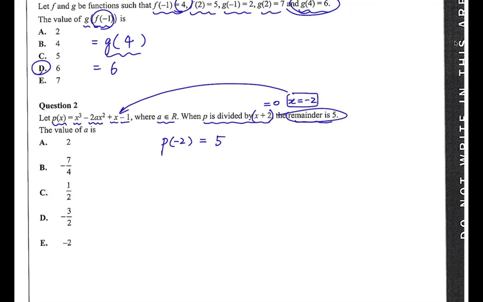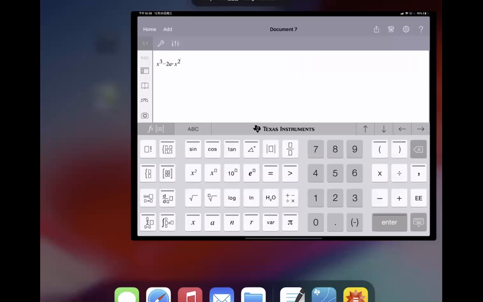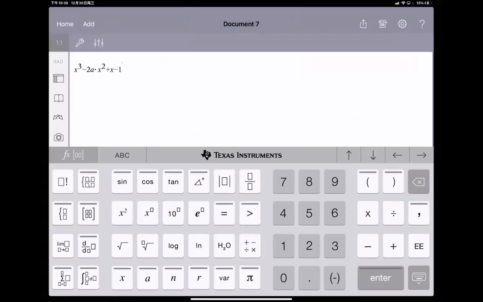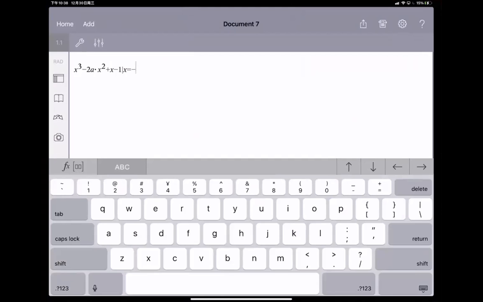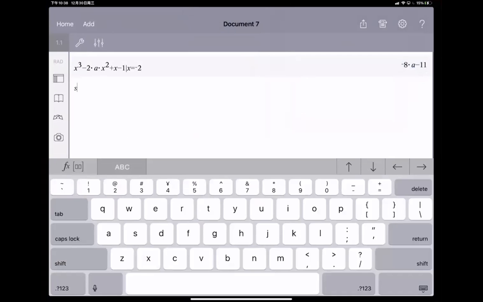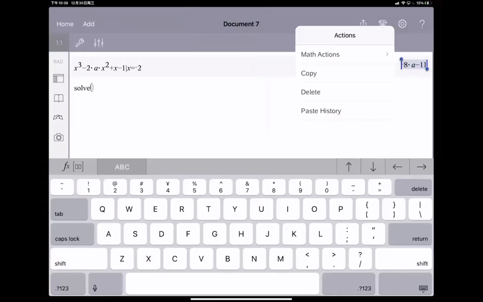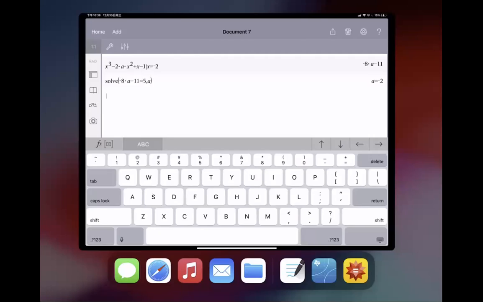So let's use our CAS calculator. x to the power of 3 minus 2a times x squared plus x minus 1, given that x equals minus 2. Okay, so this expression will be 5. Therefore, a is minus 2.